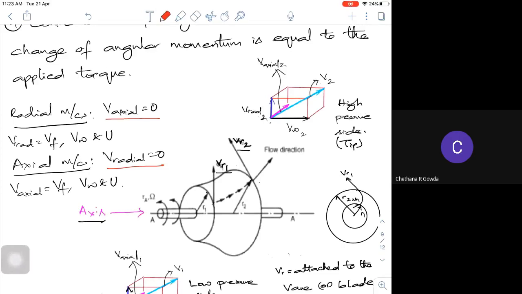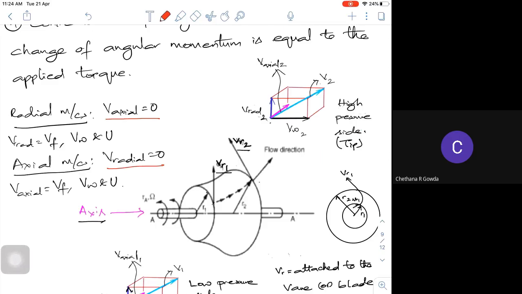Now, for a radial flow machine, what becomes your radial component? The radial component is your flow velocity. And in an axial flow machine, your axial component of velocity is your flow velocity. So few books call it VA. I think for the radial flow component of velocity, they put it as VA. So that depends. But if you look into that, actually, Vf is the V radial in case of radial flow machines, and axial in case of axial flow machines.